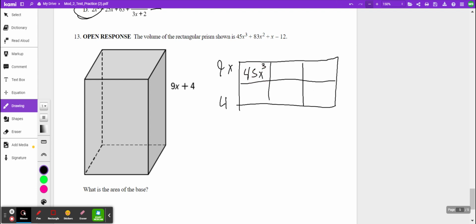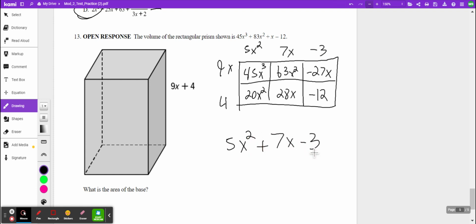At the moment, I'm going to pretend, hey, let's just figure out, I'm going to have negative 12. So if I have 9x times what? I'm going to have 5x squared. Then 5x times this 4, 20x squared. And then I know I need 63 more, so I'm going to have 63x squared. To multiply to get that, I have 7x. And then 7x times 4 is 28x. And then 28, I need to take away 27 of them. And so this should be negative 3. So 5x squared plus 7x minus 3.